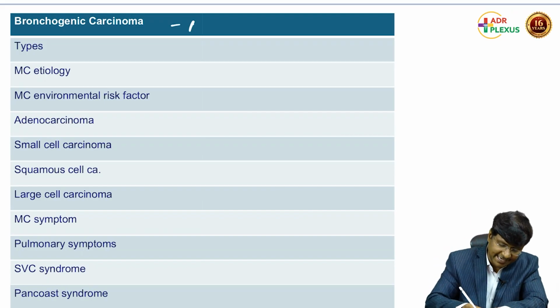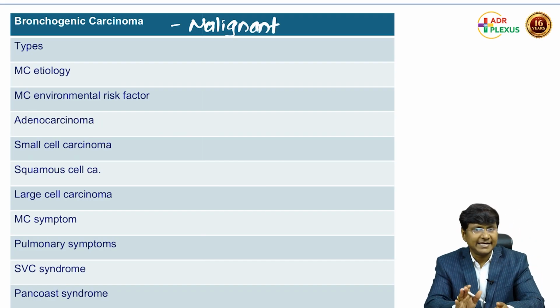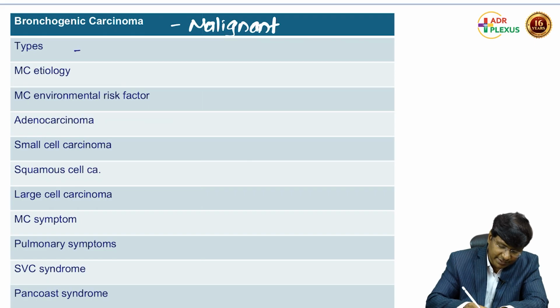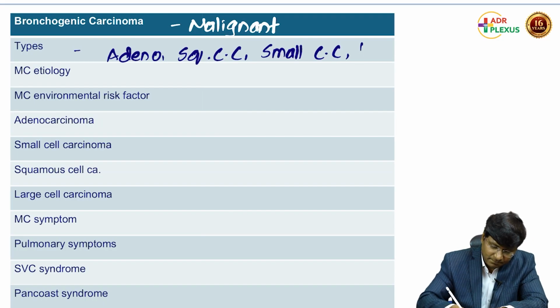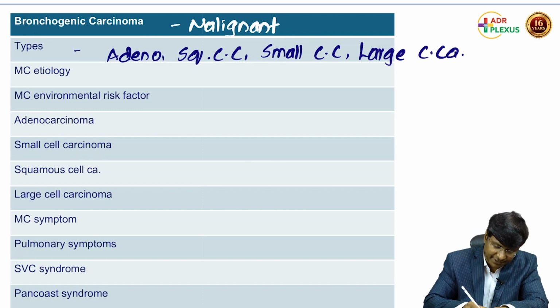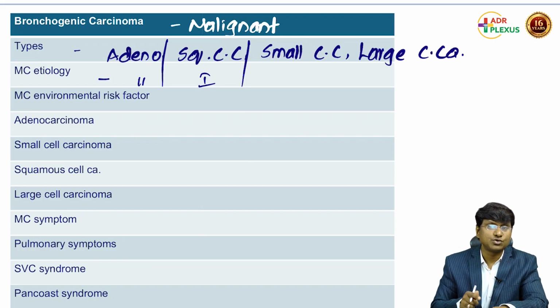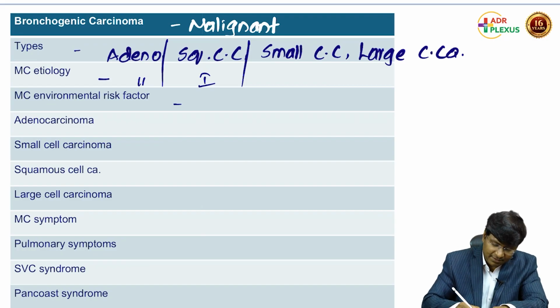So bronchogenic carcinoma as such is a malignant neoplasm, right? And the types, as we have just discussed, include the adenocarcinoma, then squamous cell carcinoma, then small cell carcinoma, then large cell carcinoma. Okay, then the most common etiology globally will be adenocarcinoma, whereas in India it is the squamous cell carcinoma. And what is the most common environmental risk factor? That will be exposure to radon gas.